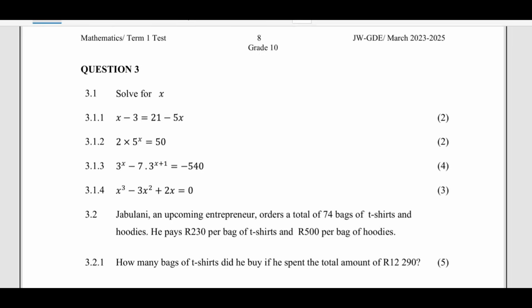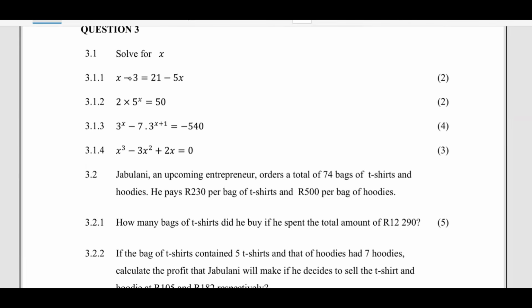Question number 3, equations. So the first one is a linear equation. They're telling us that x minus 3 is 21 minus 5x. Let's move this one to that side. So x plus 5x is 21 plus 3. 6x is 24. Divide both sides by 6. X becomes a 4.